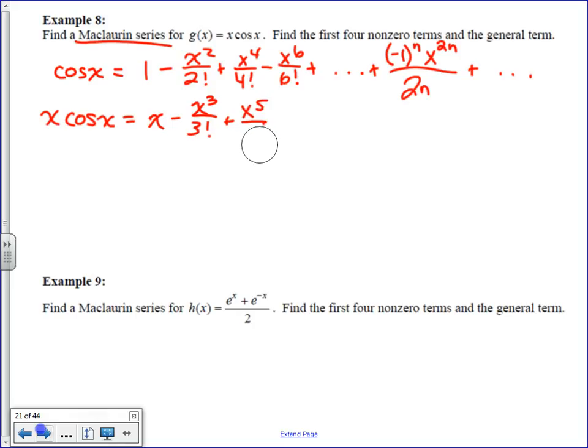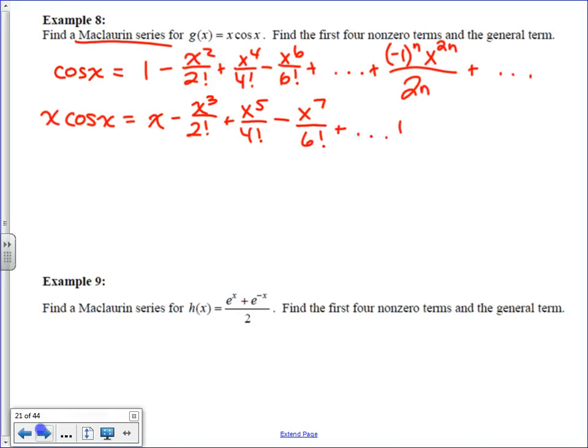Why is the second one 3 factorial? It's not. It's not supposed to be. 2 factorial, 4 factorial. Minus, oh goodness gracious, it's a rough one. Minus x to the 7th all over 6 factorial.